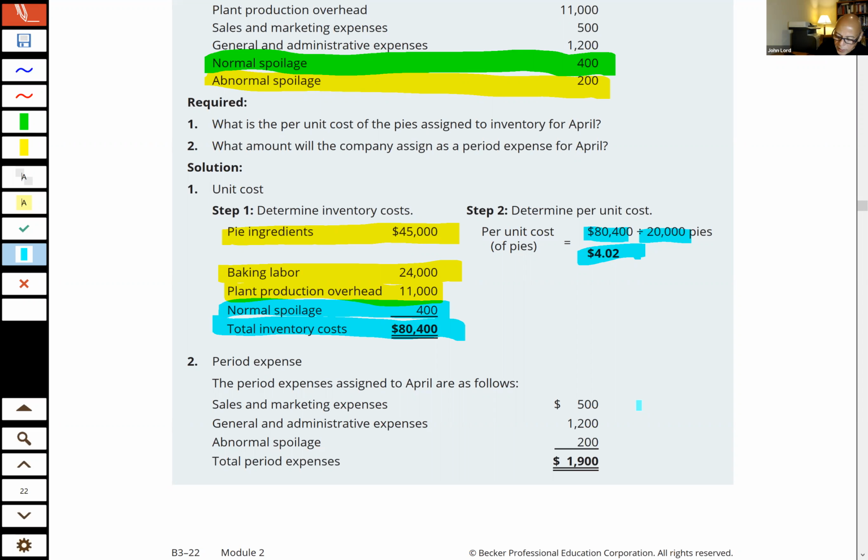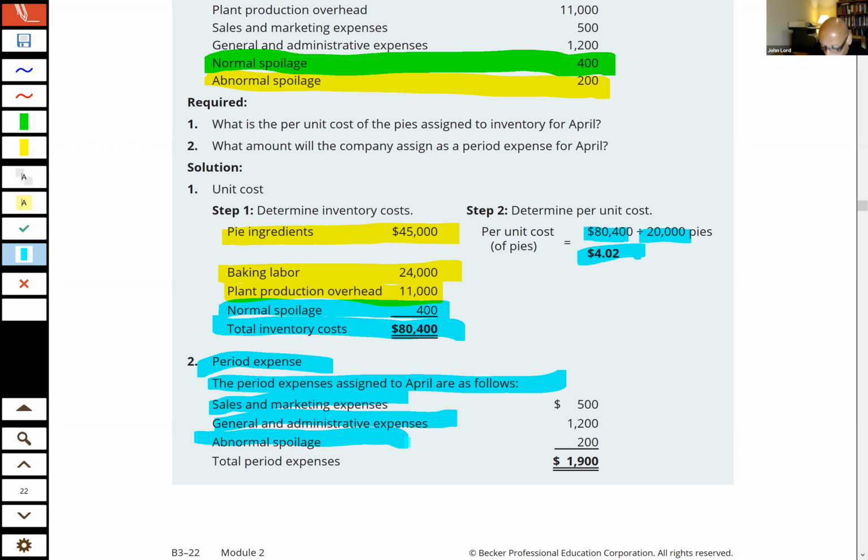Whereas my period costs, as we've already known, were sales, general and administrative, and per our flashcard, abnormal spoilage is a period cost. The idea being that it shouldn't happen again, so we treat it as a period expense. Say we had a supervisor who showed up drunk one day and ruined a bunch of pies or something. I don't know, but that won't happen again because we got rid of that person. Question?